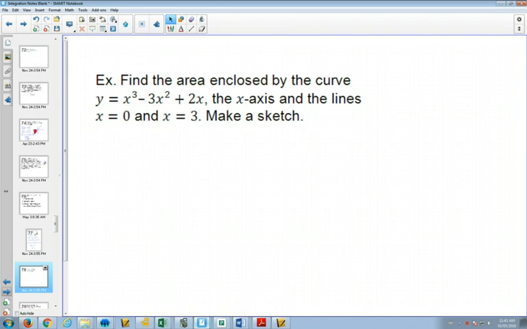Sometimes you'll have more than one x-intercept in the place that you're trying to find. So I'd like you to try this one on your own. Sketch the graph as best as you can. And I'll put up an answer in a bit.